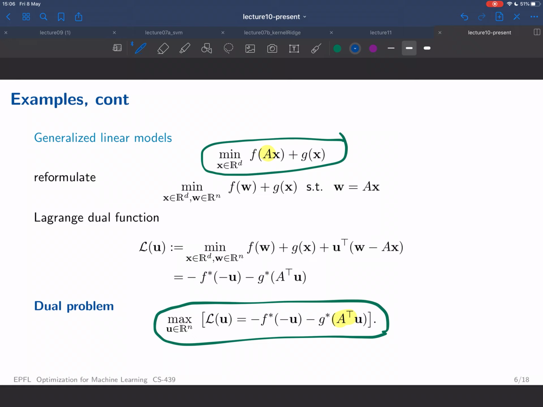So here X was in D dimensions. It's written here, I don't need to write it. So X in D dimensions, and you had A times X. So that's your primal problem. And now if you look at the dual, then you have not D variables, but now we have n variables, and that's what's going to be multiplied by A transpose.